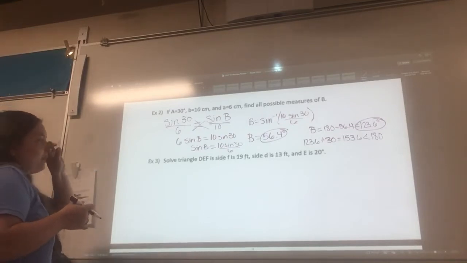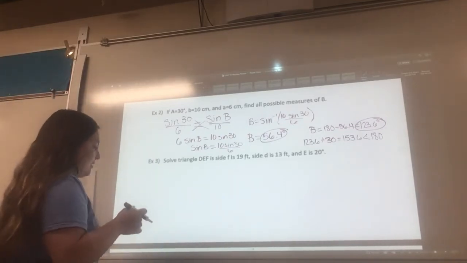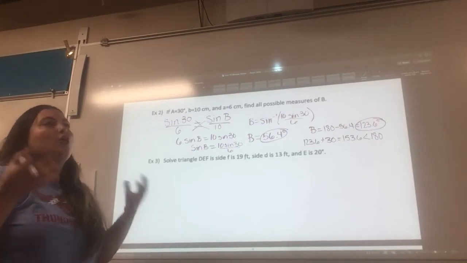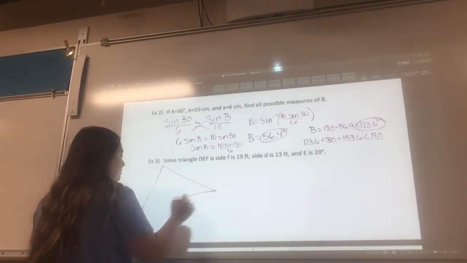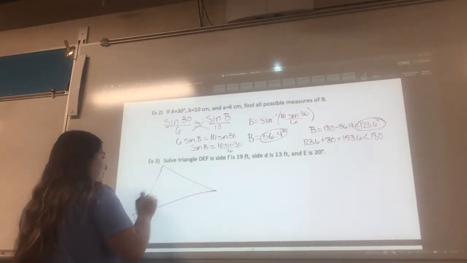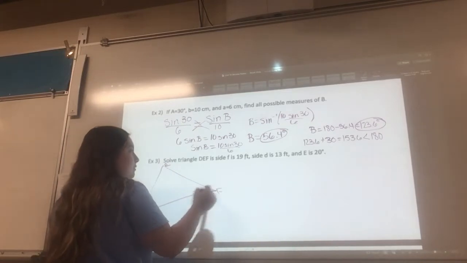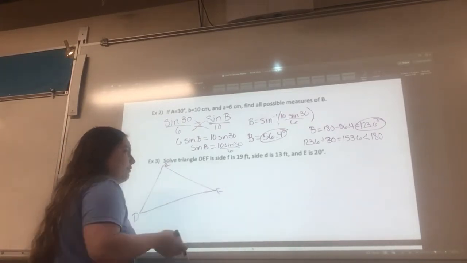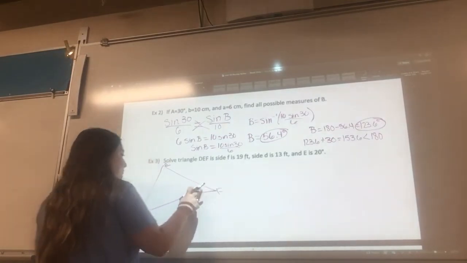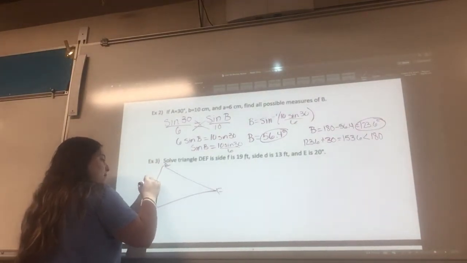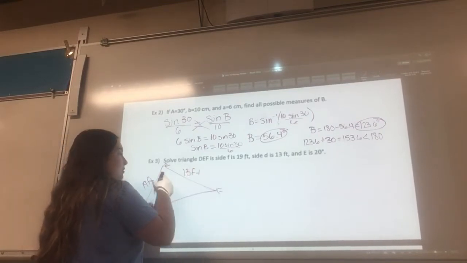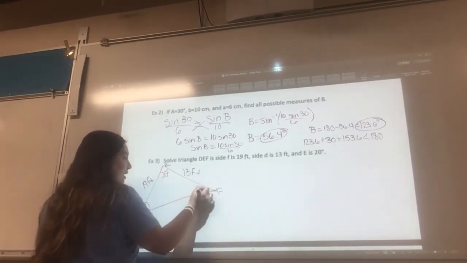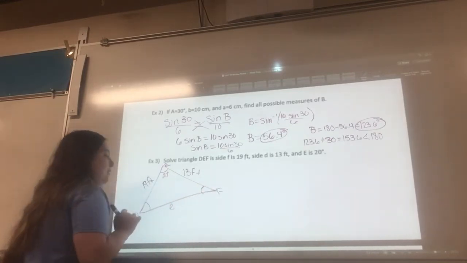So for example 3, we're going to solve the triangle. Since it says solve the triangle, it means I have to find all pieces of missing information. So I'm just going to make a nice, lovely triangle. Label it D, E, and F. And then I'm going to look at what I've been given. Side F is 19 feet. Side D is 13 feet. And angle E is 20 degrees. So we need to find angle D, angle F, and side length E. So we have 3 things we have to find.